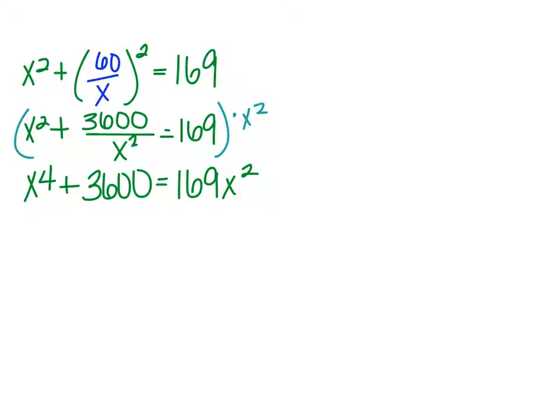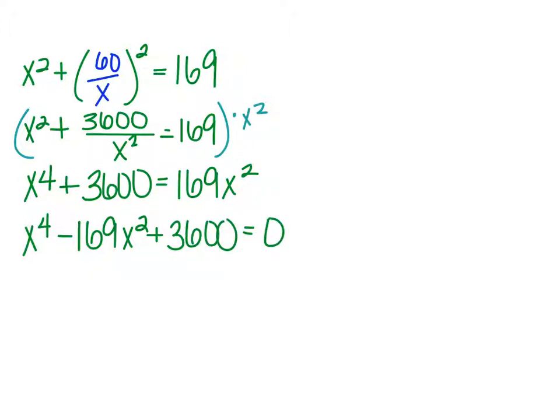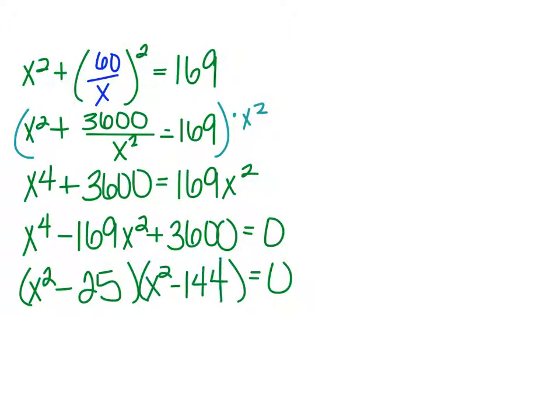Rewrite this so we can solve it easily. We've got x to the 4th, subtract 169x squared from both sides, plus 3600 equals 0. This can be factored. So that would give us x squared minus 25 times x squared minus 144. So what multiplies to give us 3600 that adds to give us negative 169? It's negative 25 and negative 144.